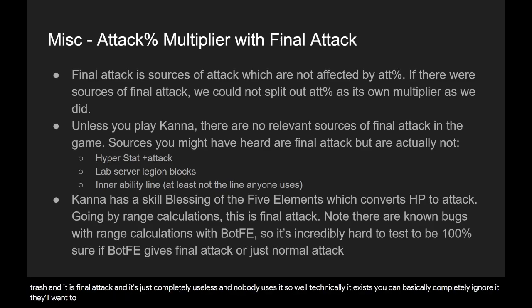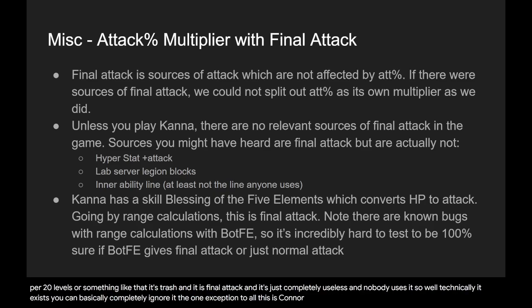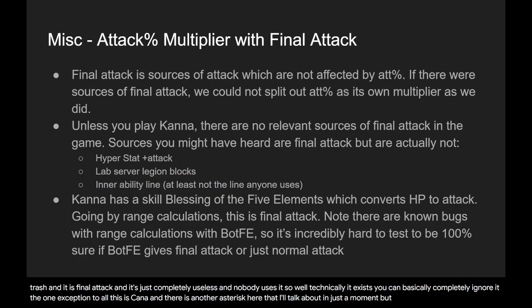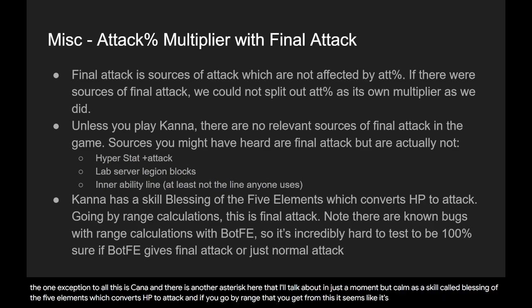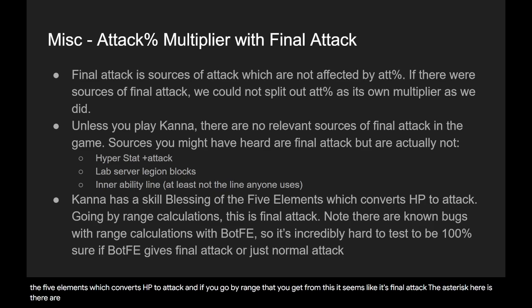The one exception to all of this is Kana, and there is another asterisk here that I'll talk about in just a moment. But Kana has a skill called Blessing of the Five Elements, which converts HP to attack. And if you go by the range that you get from this, it seems like it's final attack. The asterisk here is there are known bugs with this skill and how it affects your range. Like it seems to affect your range by twice as much as it actually does.